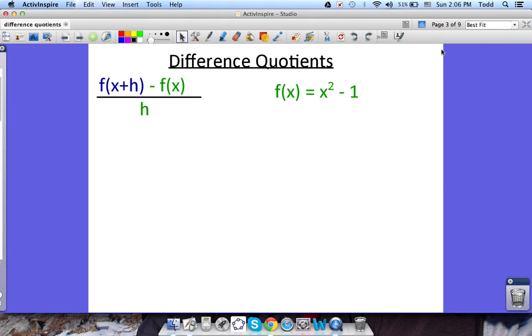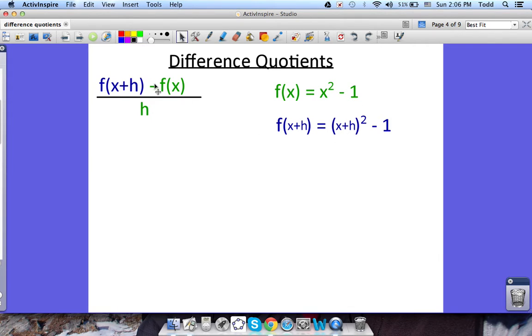Okay, so if you're struggling with the function notation part of this, please head back. I've got another video specifically about function notation. And basically that's what it is. So instead of having an x inside the function, we now put in an x plus h. And then so we have x plus h squared minus 1 instead of x squared minus 1.